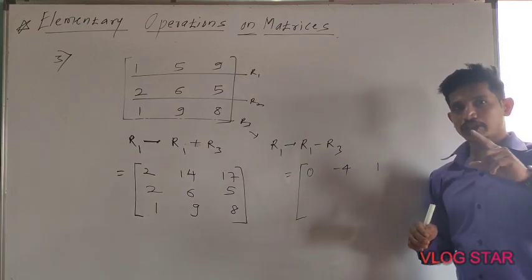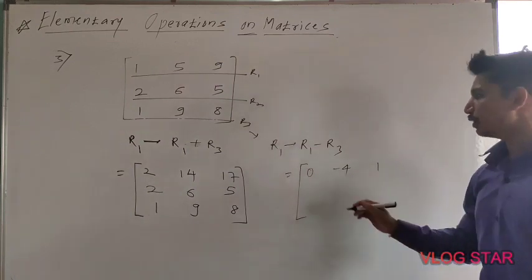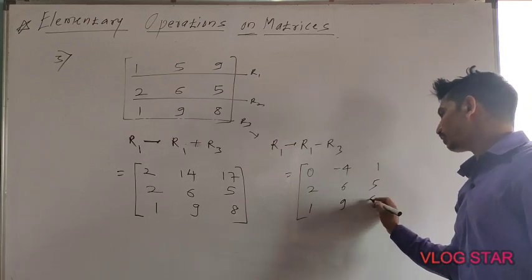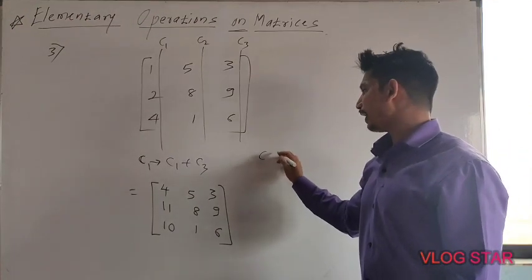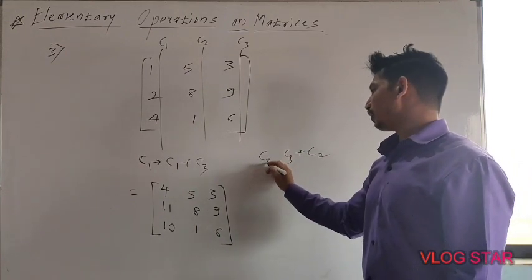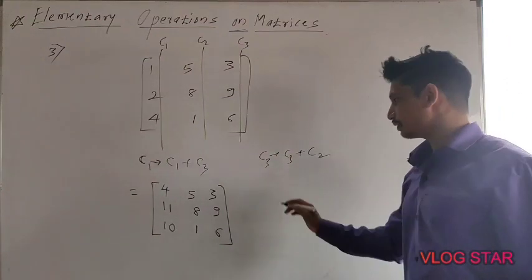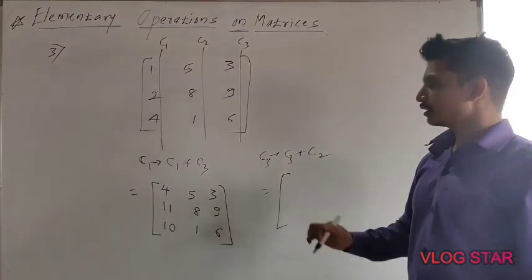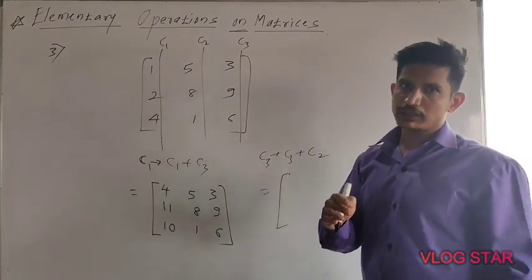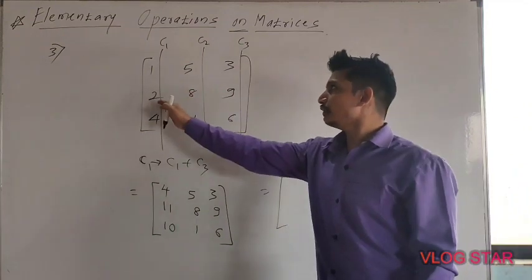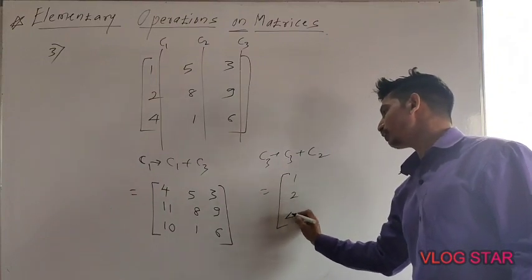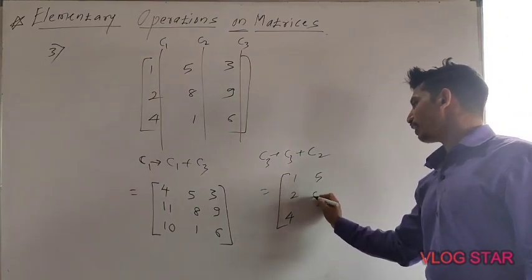So changing row number 1, and row 2 and row 3 are as they are here. Row 2 is 2, 6 and 5 and 1, 9 and 8. See that I want to again add here column 3 plus column number 2. Okay, so change column 3 here. So how to do that? Here it's column 3 plus column 2. That means column number 1 and column number 2 are as they are. Column 1 and column 2 you write here as they are. So 1, 2 and 4. Okay, 5, 8 and 1.